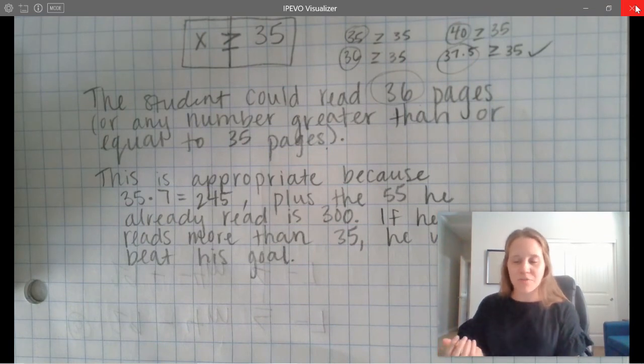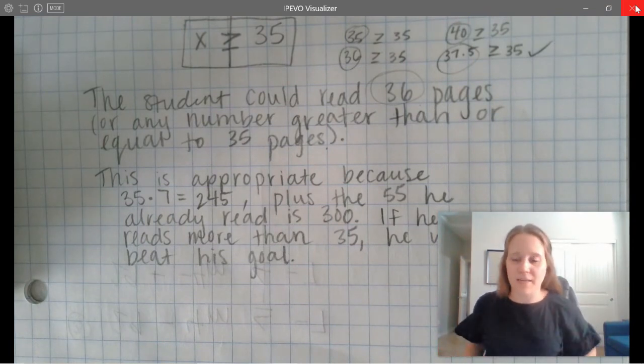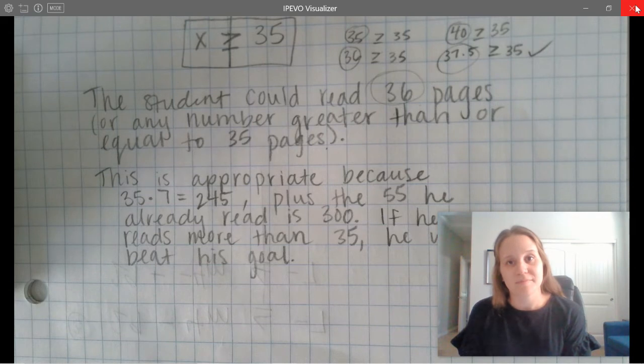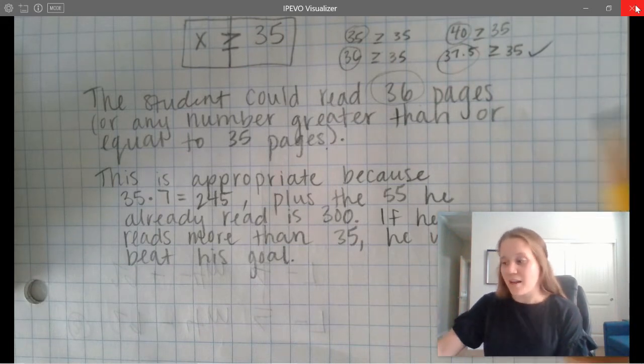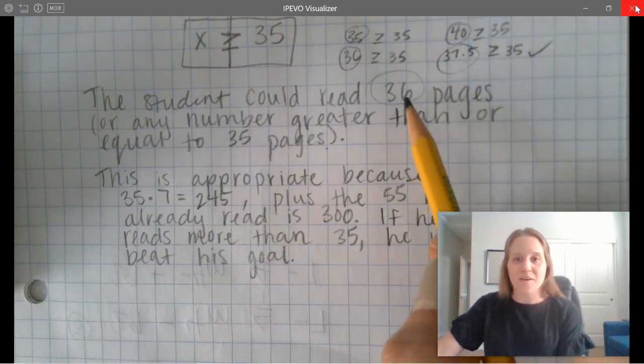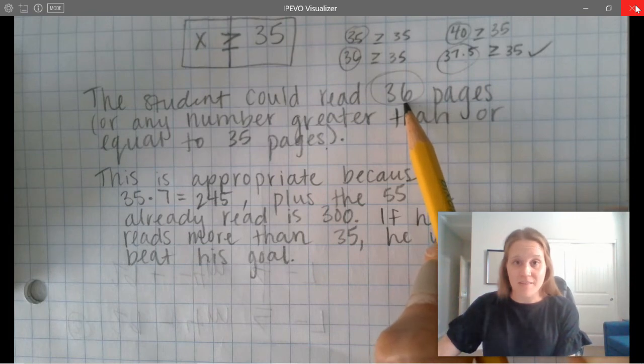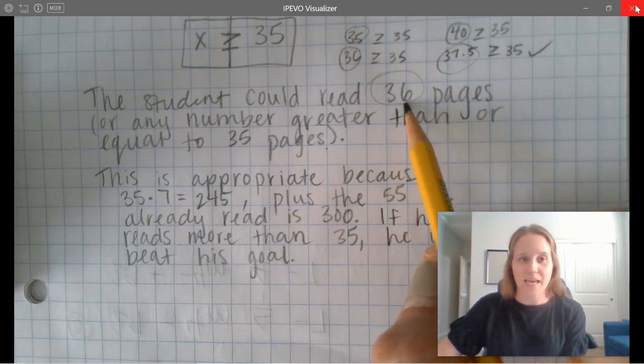Does it make sense? Could you read 0.5 of a page if you're reading a novel? Absolutely, right? You can read half a page. So actually any value, including the non-whole numbers, would be a correct answer as long as it is greater than or equal to 35. Okay.